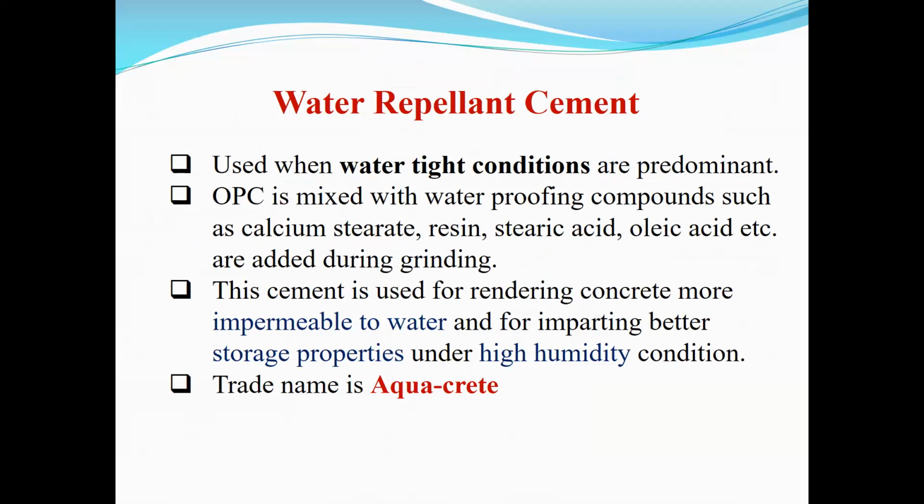With normal OPC is mixed waterproofing compounds like calcium stearate, resin, stearic acid, oleic acid, etc. during the grinding procedure. And this cement is used for rendering concrete more impermeable to water and for imparting better storage properties under high humidity conditions. Since they repel water, in an environment where it is very humid, you can use this type of cement because that will protect it, and storage properties will also increase. And the trade name of water repellent cement is Aquacrete.